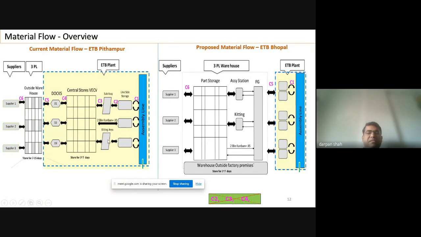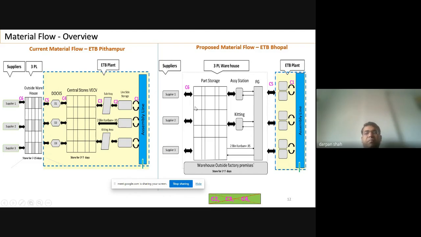Kitting is basically this: if I require 10 components and those 10 components have 50 variants, then I will have only those specific 10 components for that particular model supplied on the assembly line. So here, as you can see, there are around 6 handlings: C1, C2, C3, C4, C5, C6.